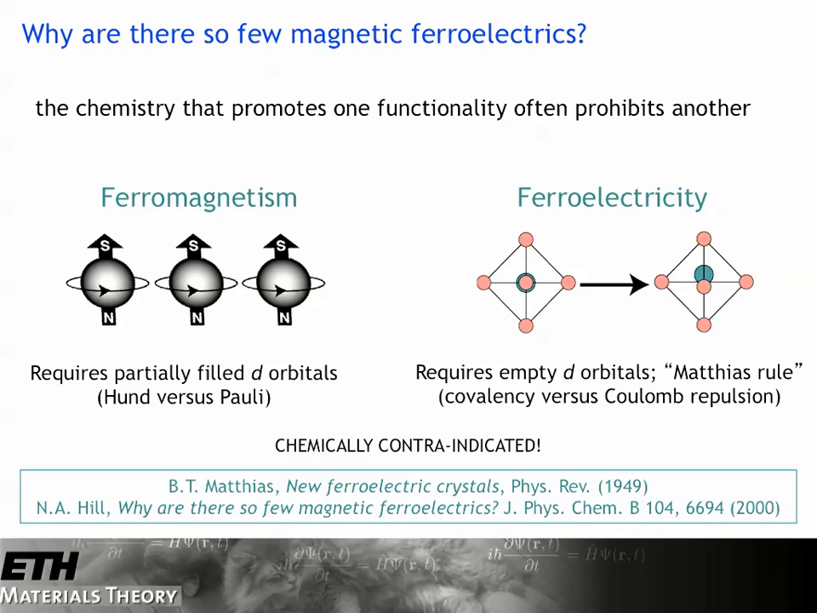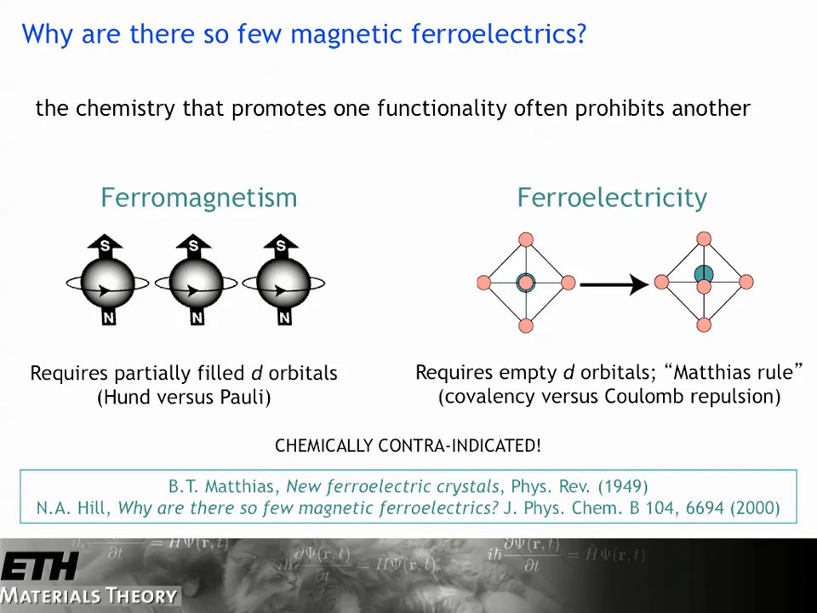And it turns out that the balance is tipped towards magnetism whenever you have partially filled d orbitals. You can look at the balance between these two terms, and you can see that basically Hund wins over Pauli for partially filled d orbitals. So if we want to have magnetism, we need atoms in there that have partially filled d orbitals.